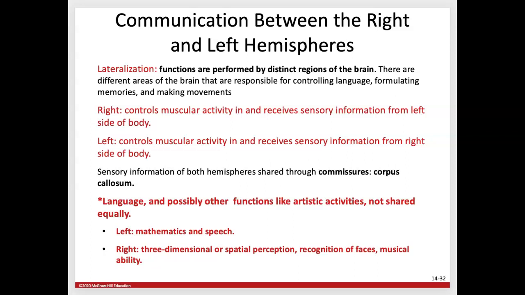Language and possibly other functions like artistic activities are not shared equally. You may have heard about this before, that you might be very left-brained if you're really good in math, and maybe you can speak many different languages. The right side of the brain makes people more three-dimensional or spatial, with a better perception of space, recognition of faces, and some musical ability.